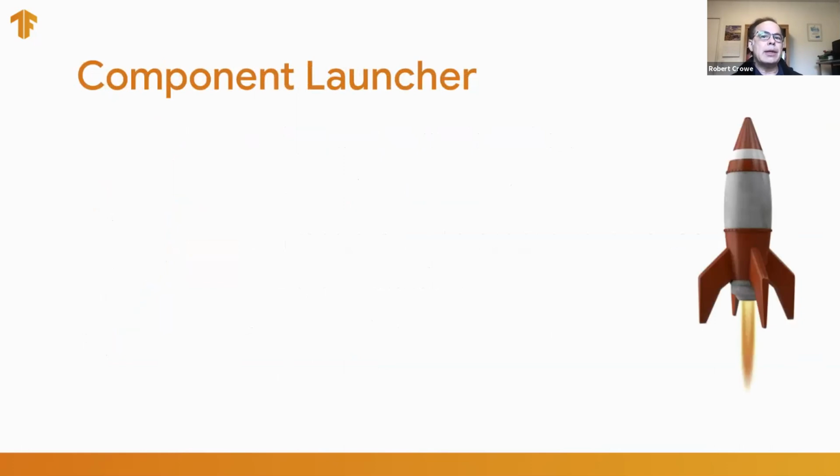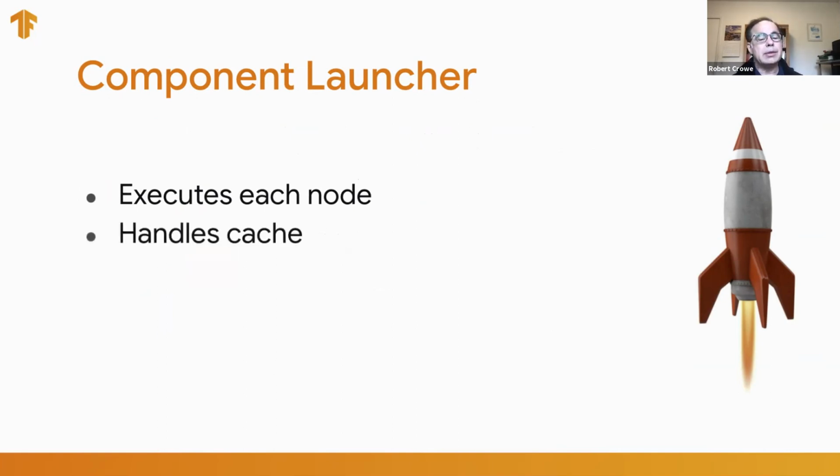There's also a component launcher. So a component launcher just executes each node. That's responsible for executing each node in your graph. And it also handles caching, because if the inputs to a pipeline node haven't changed, then we don't need to rerun that pipeline node. We already have the result in cache. And remember, we could be talking about petabytes of data. So it could take quite a bit of resources and time to run that node. So if we don't have to, let's not.